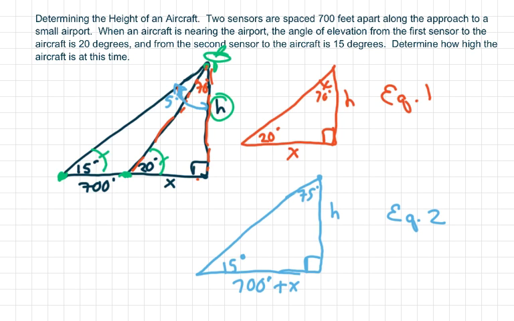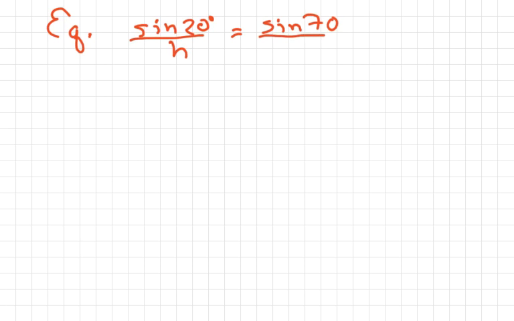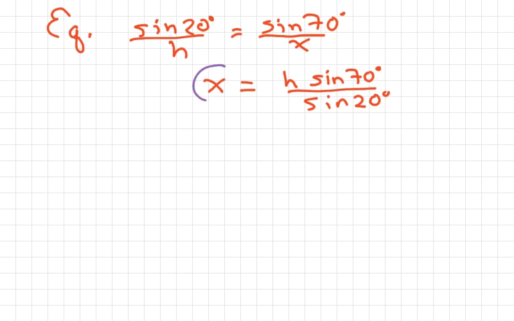You might want to write these two triangles down because we're going to the next slide. So for equation 1, we're going to use the law of sines: sine of 20 over h equals sine of 70 over x. Now, we're just going to solve for x. So x equals h times sine of 70 degrees over sine of 20 degrees. So all we're doing is separating out the x.